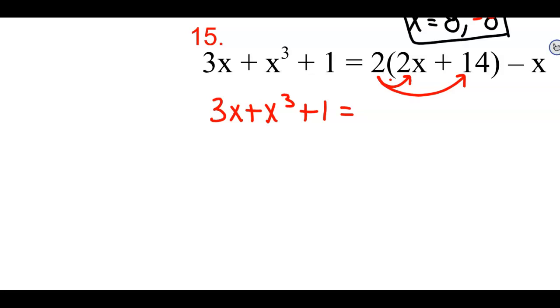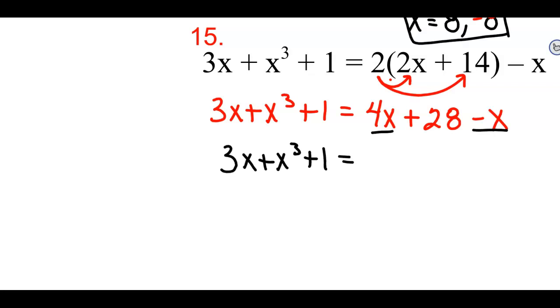So when I distribute the 2 here, I end up with 4x plus 28. The negative x on this side is not affected by the distributing. We're just going to bring that in. Now again, we're going to look for like terms. Over on this side, which is the left-hand side of your equal sign, there are no like terms. The 3x is not the same as x cubed. We do, however, have like terms on the right-hand side, and it's the 4x and the negative x. So again, this side we're just going to bring down.